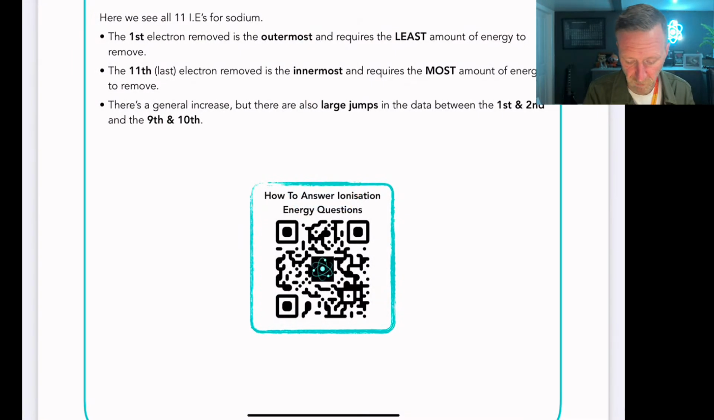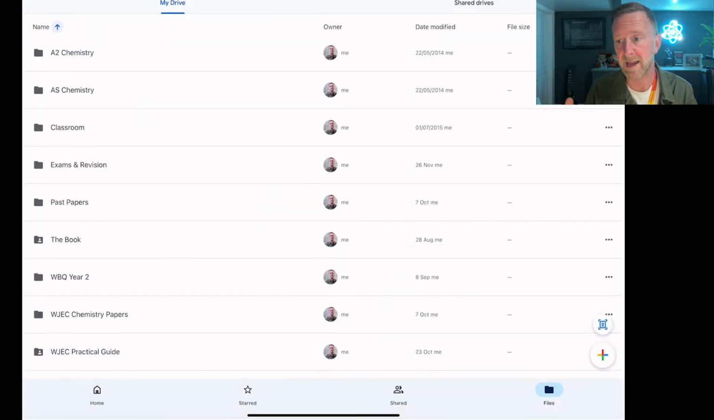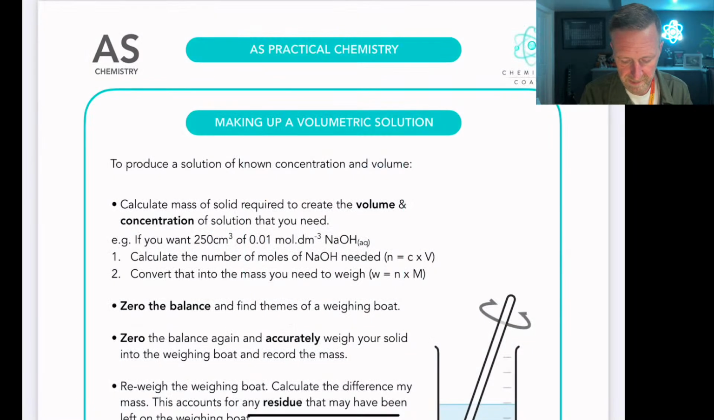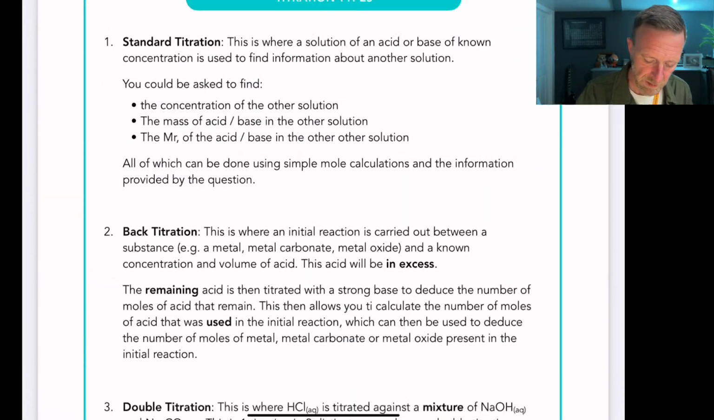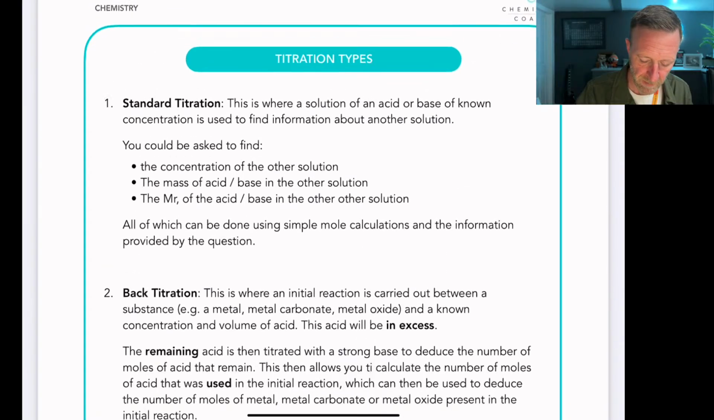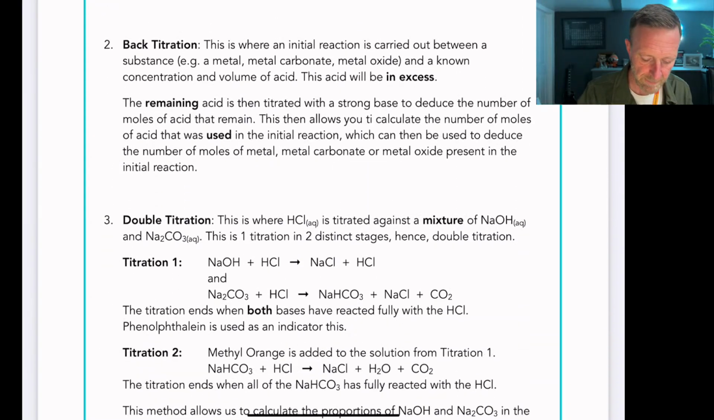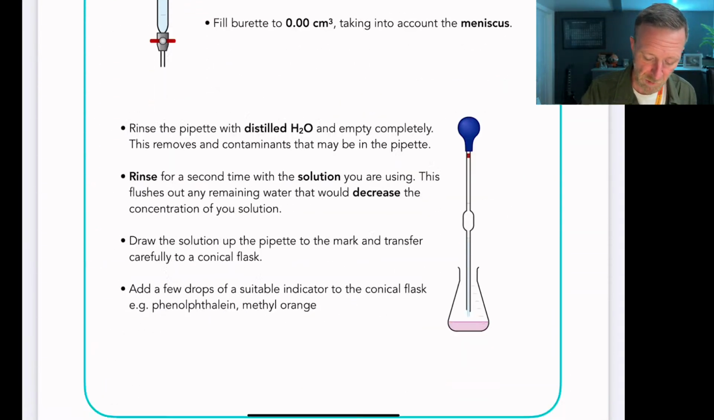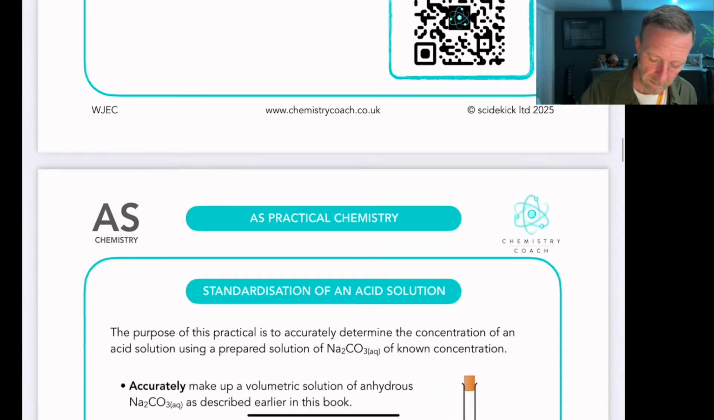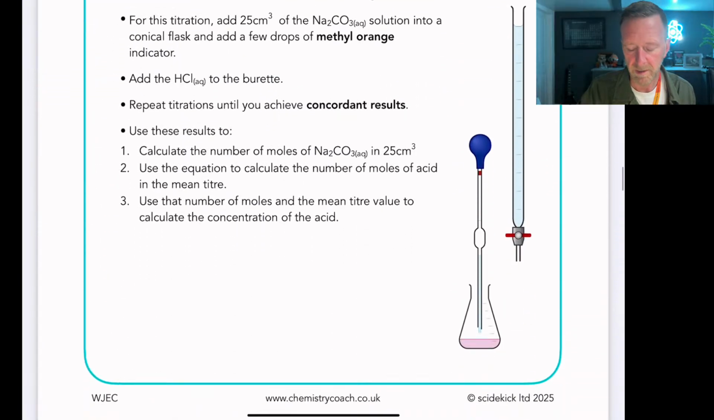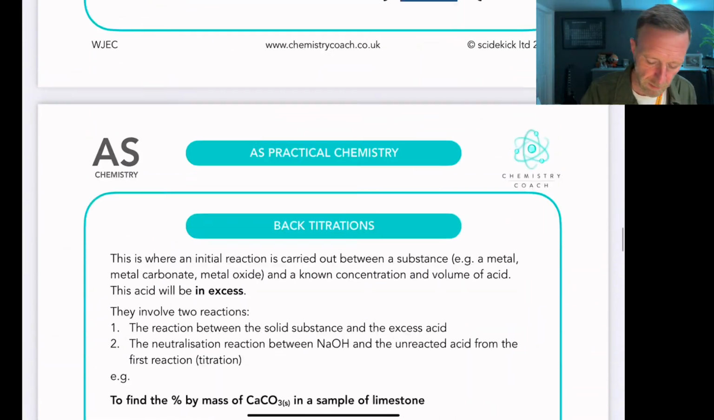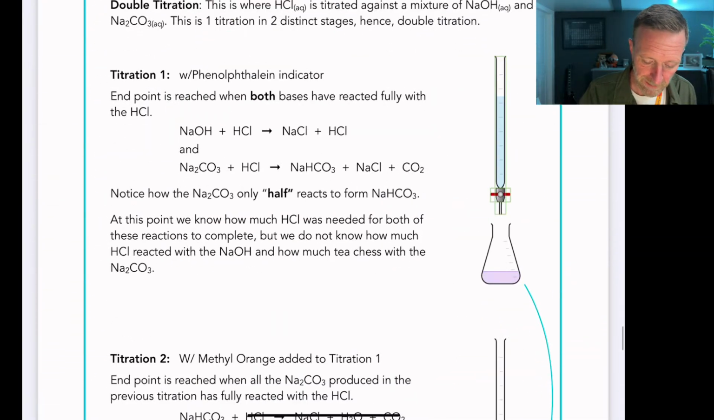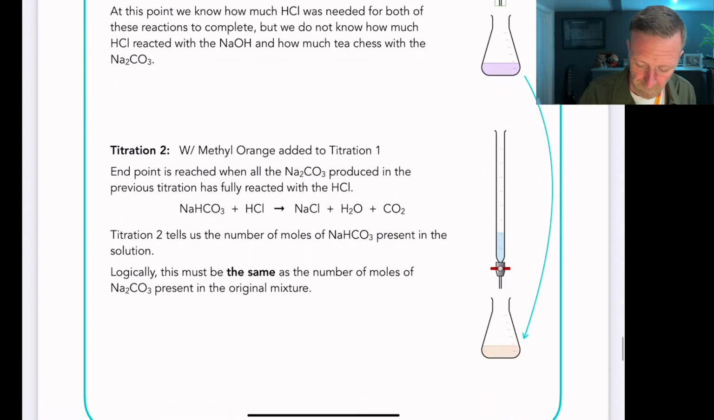So titrations, practical notes. What this is doing now is opening up the PDF, and we've got our practical chemistry guide here. So how titrations work, how to make up a solution, your 3 titration types that you need to know for WJEC: standard, back and double. And then here's all the full notes on how to do a titration, what the calculation pathways are for each one, how to do back titrations, and all that. There's your double titration here as well.